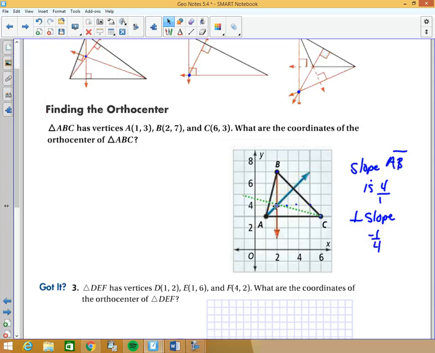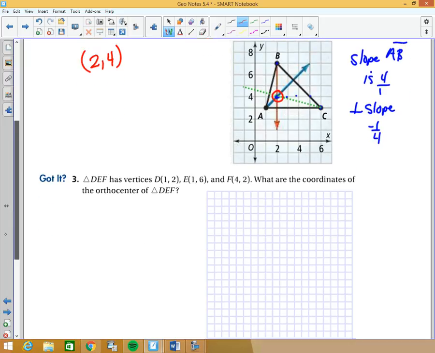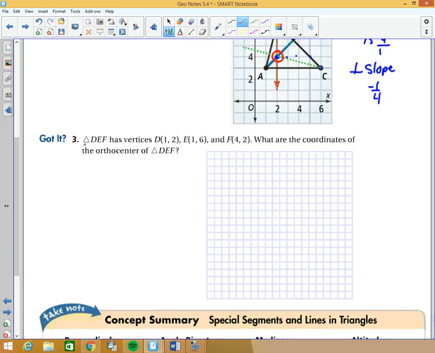Okay, and when I do that, I find that all of the points hit right here, which that point looks to be 2, 1, 2, 3, 4. So it looks like the orthocenter is (2, 4) for this particular triangle. So go ahead and try triangle DEF, and then we'll check it together.